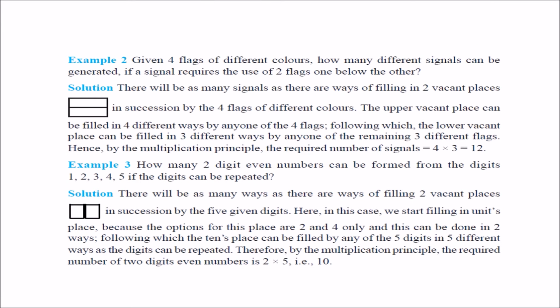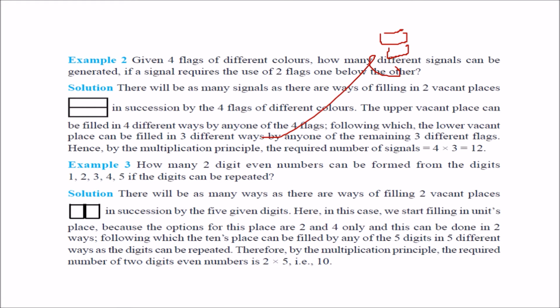Now we have, say, a flag kind of situation. So we have 4 flags of different colors. How many different signals can be generated if a signal requires the use of 2 flags, one below the other? So if you want one below the other, you have 2 flags together always. So you have in all 1, 2, 3, 4 options with us.